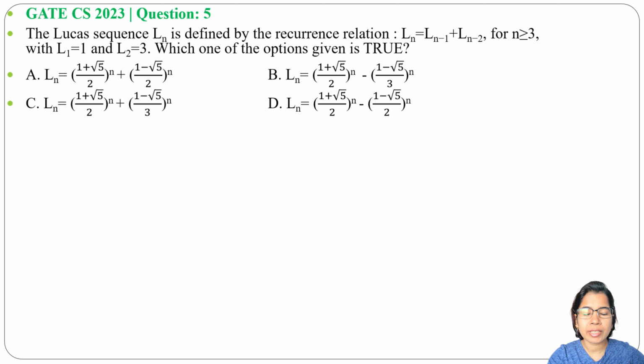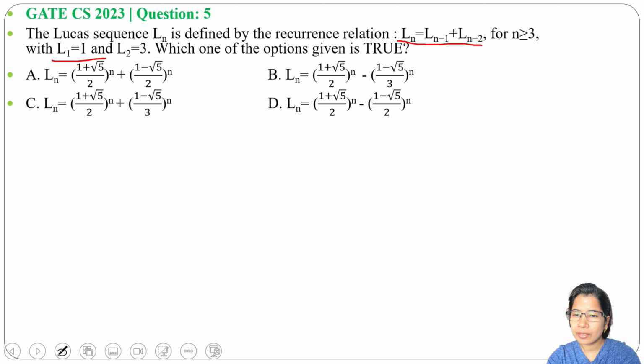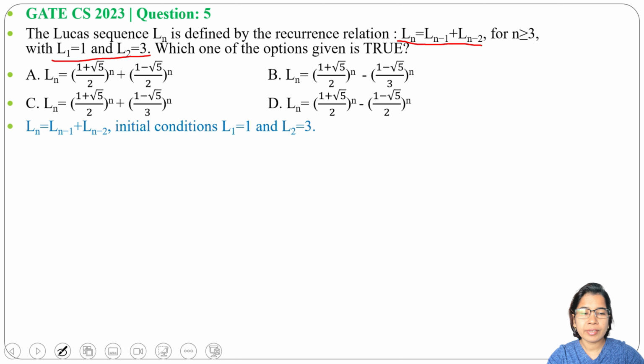I already discussed a similar type of question in the Fibonacci sequence during the lecture. Just go through the lecture, then come to this question so that you can understand. So we have the recurrence relation L(n) = L(n-1) + L(n-2), and we have the initial conditions L(1) = 1 and L(2) = 3. First, we need to write the characteristic equation.